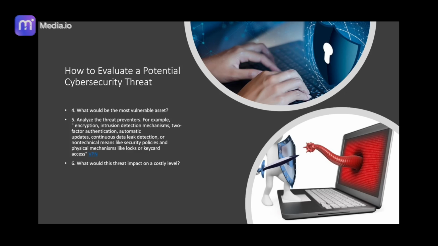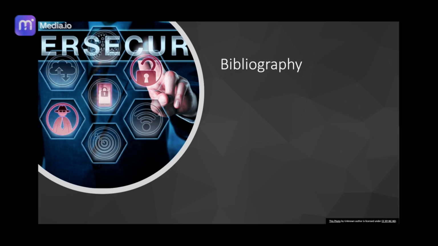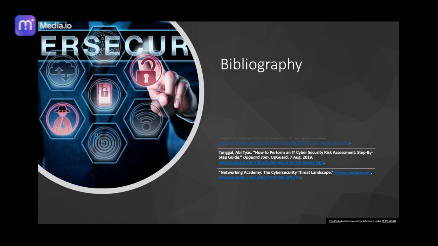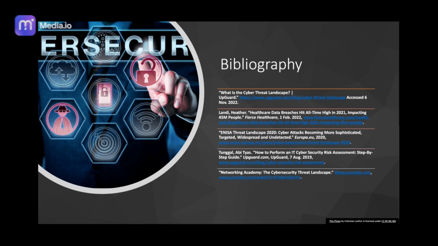Would this threat impact on a costly level? Number seven, create a list on prioritization with cost and valuable information. Number eight will be to create a report about the threat and how to prevent it in the future with all the knowledge that we have received. And this is where I received most of my information from.